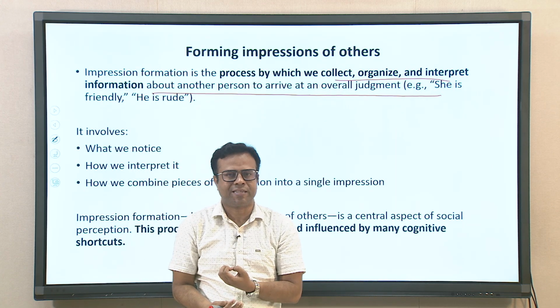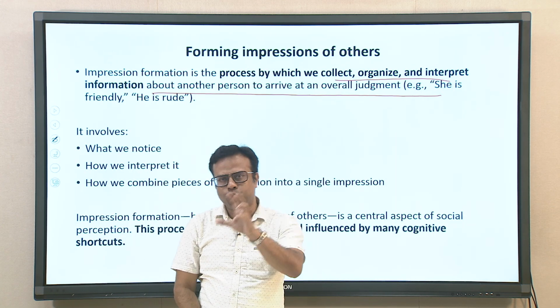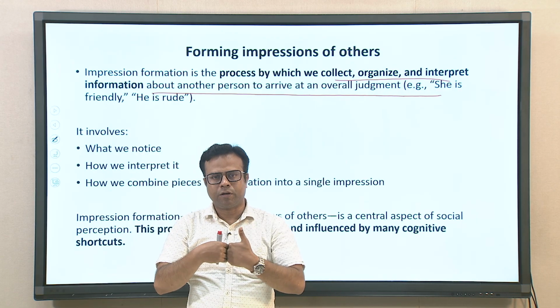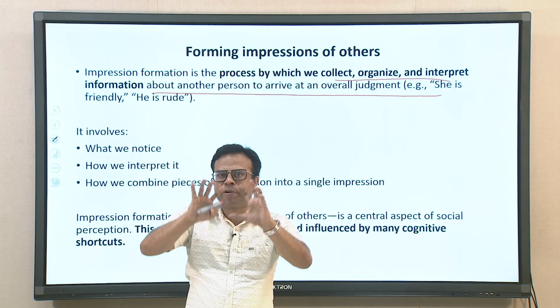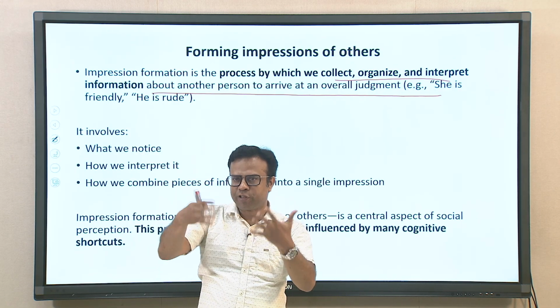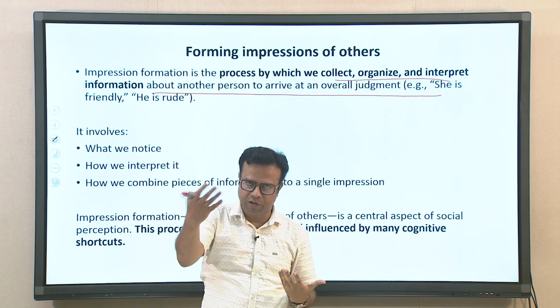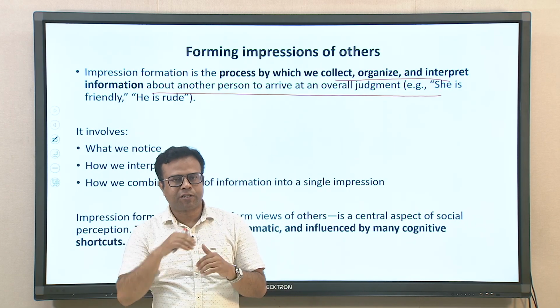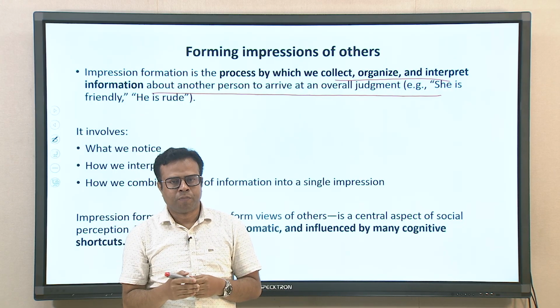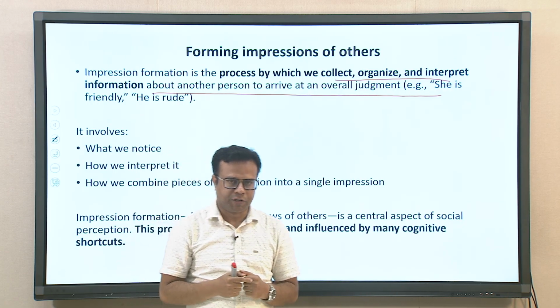For example, we may say she is friendly, he is rude. So, these are all impression formation. We have certain impressions about another person based on their behavior, the data that we collect, organize and then interpret, to decide what kind of person he or she is. That is part of impression formation.